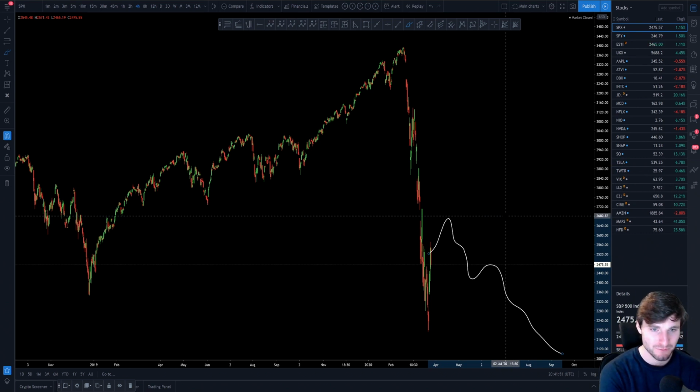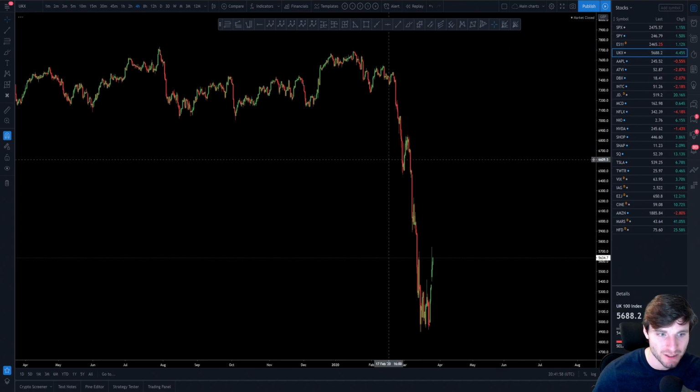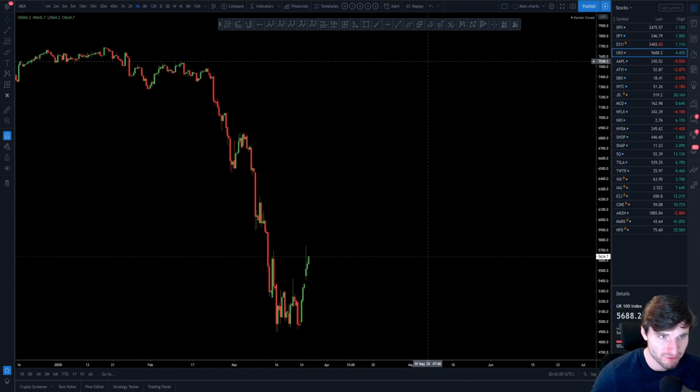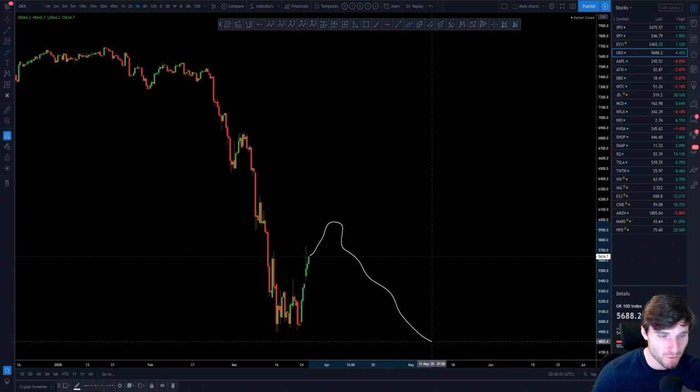So that's kind of my quick opinion on the S&P 500 or just the markets in general. I feel the same is going to be for the UK markets. All of them are having nice relief bounces right now, but I am expecting that these are relief bounces that will eventually be sold back into.